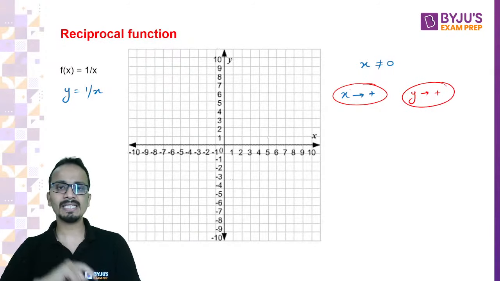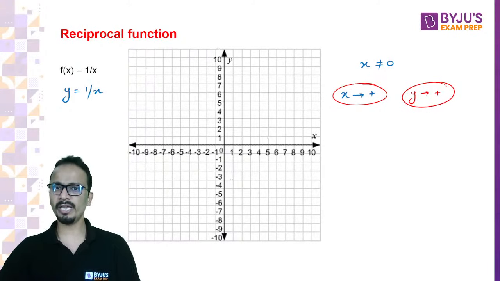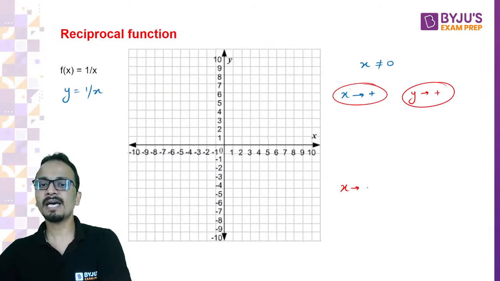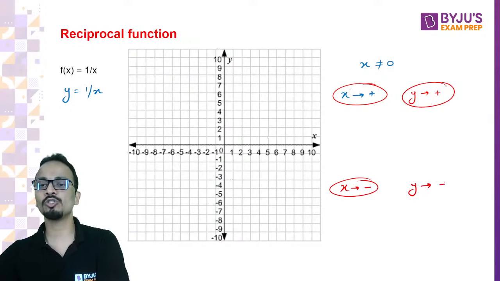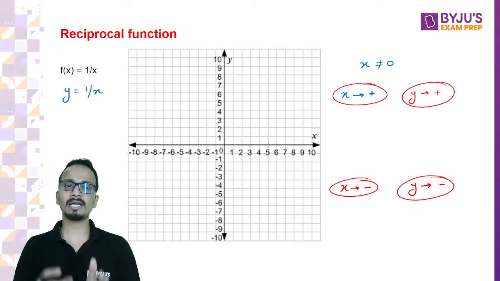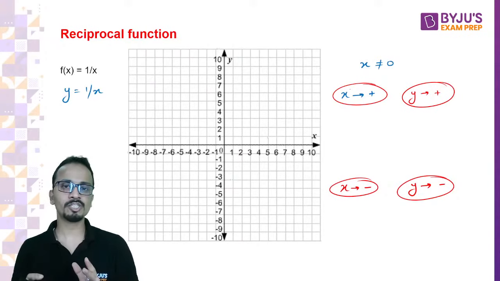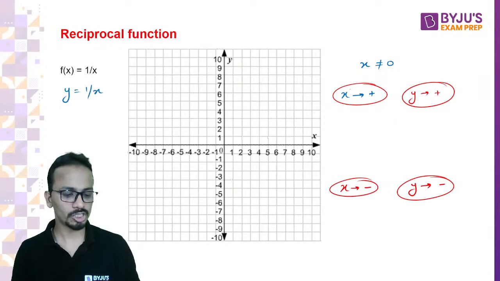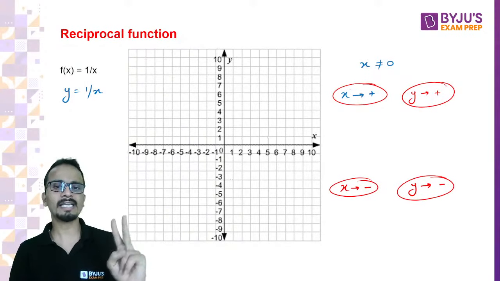So that means in this case, the graph will be strictly in the first quadrant. If x is positive, then the graph will remain in the first quadrant because y is also positive. If x is a negative number, then 1 upon x will also be a negative number, and hence y will also be a negative number, and hence the graph will lie in the third quadrant. So when x is positive, the graph will be in the first quadrant. When x is negative, the graph will be in the third quadrant. That's it. These are the two quadrants in which the graph will lie. So the graph will not be present in the second and fourth quadrants.